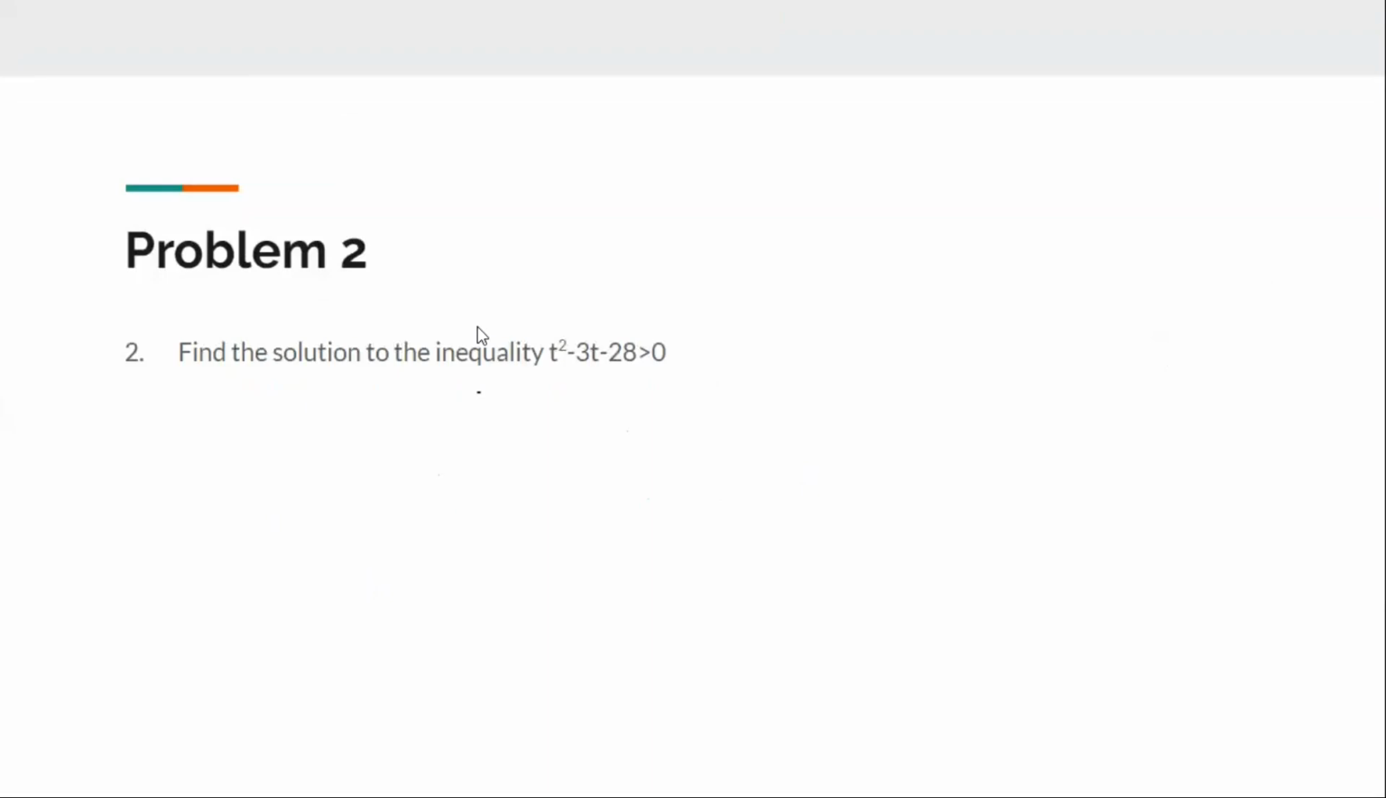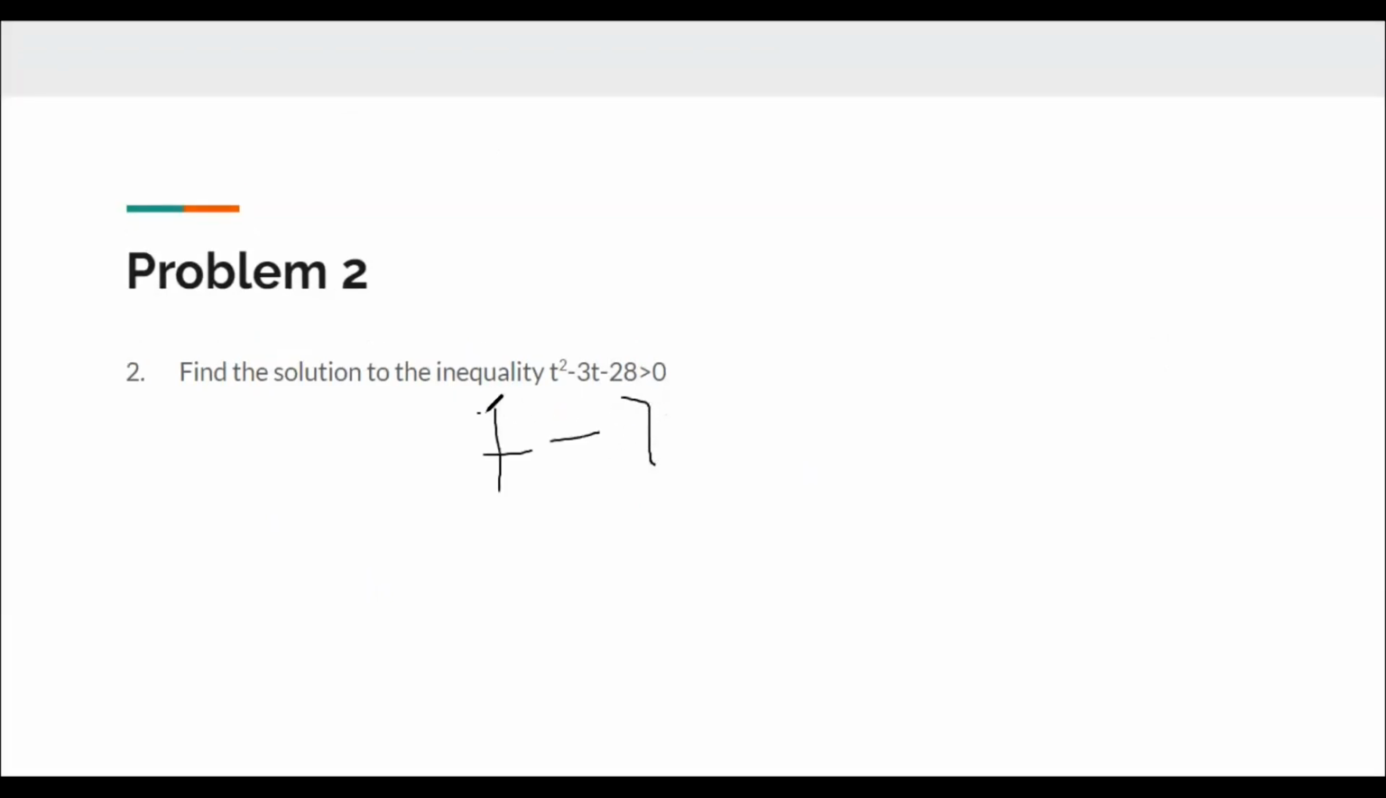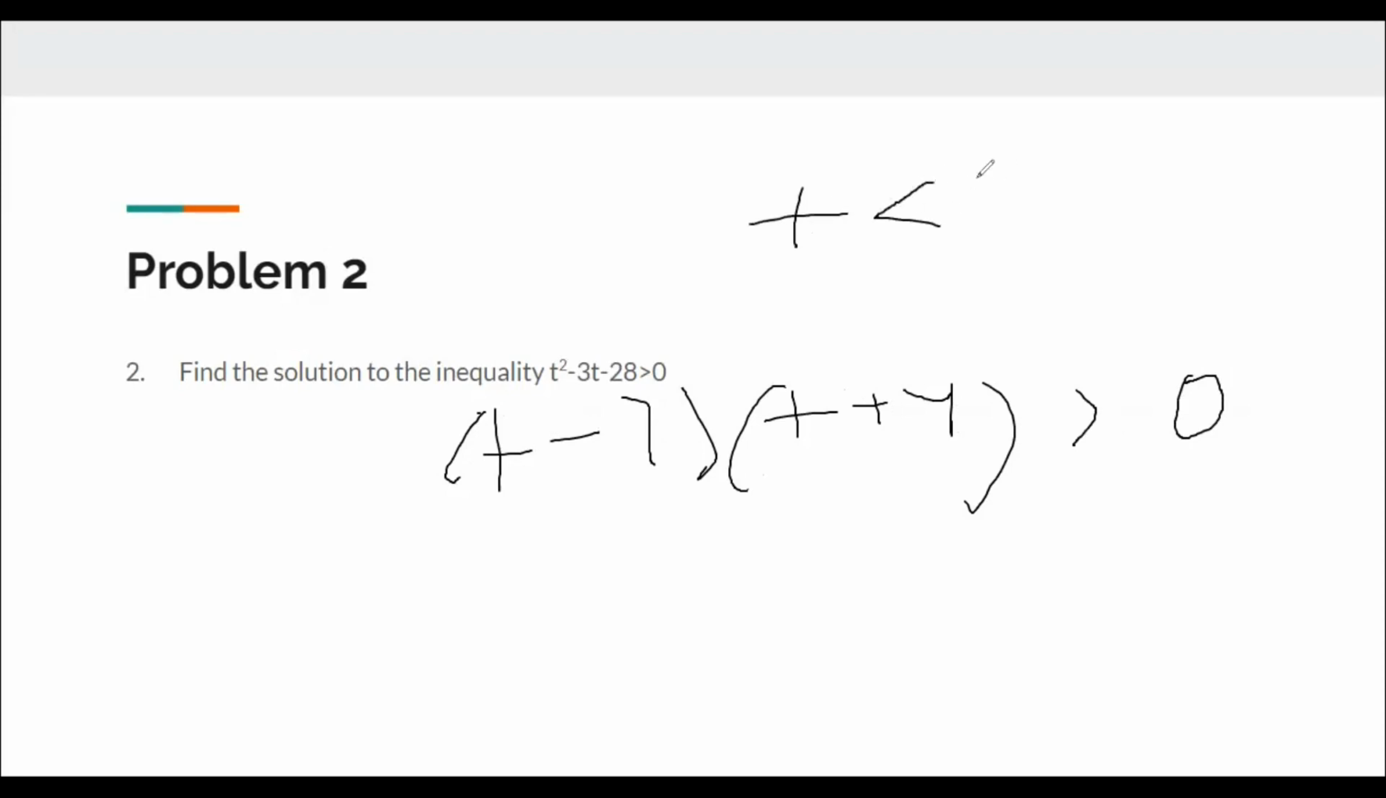Find the solution to the inequality t squared minus 3t minus 28 is greater than 0. We can factor this as (t minus 7) times (t plus 4). So if you want this to be greater than 0, either both of them are positive or both of them are negative. For both of them to be negative, you need t less than 7 and t less than negative 4.